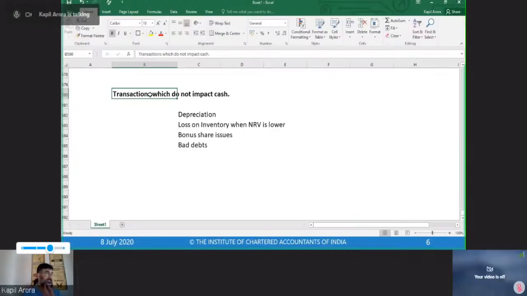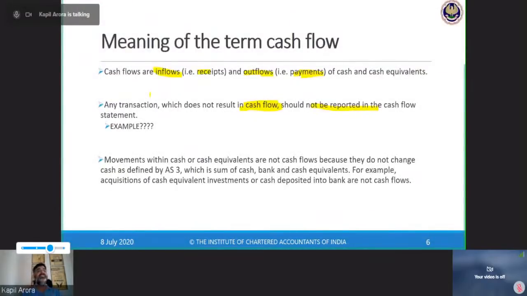However, bad debts, right, Sakshi, very good, right, Tanmay. So depreciation, loss of inventory, bonus issue, impairment, all those things are answers for transactions where cash is not involved at all.